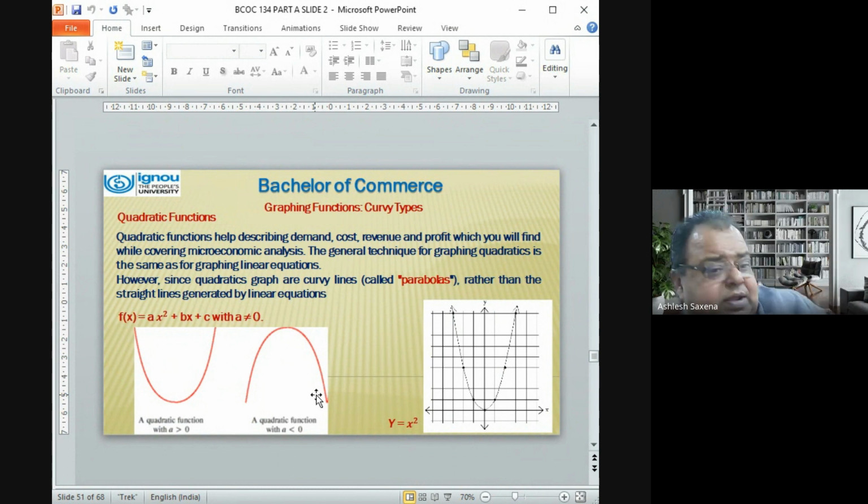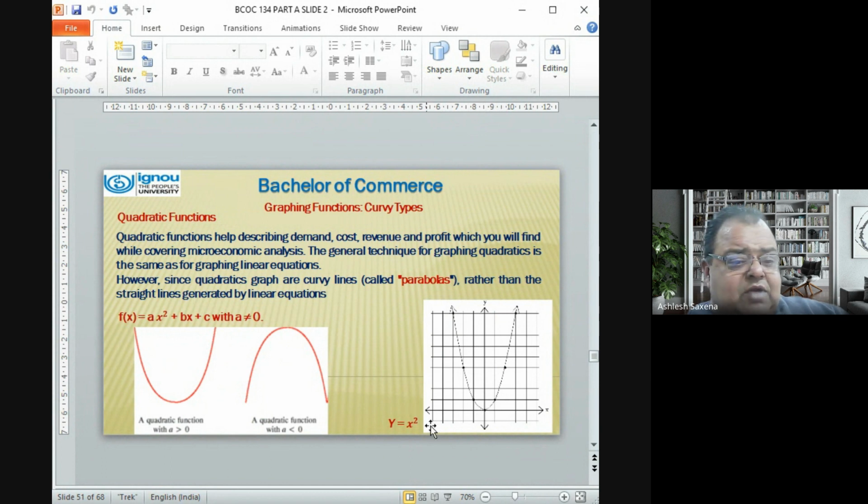Depending upon the coefficient of x square, you can determine whether the graph will move upwards or downwards. If a is positive, it will be a straight U. And if a is negative, it will be an inverted U. The general formula for y equals x square is a parabola passing through the origin.